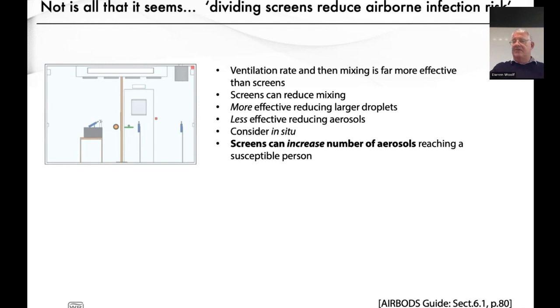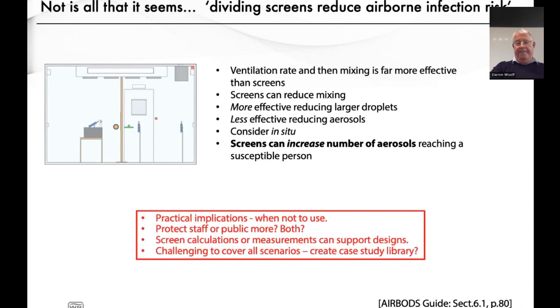Screens are more effective at reducing larger droplets, less effective at the aerosols because they can circumvent the screens. You need to consider it in situ with all the ventilation systems as well. And the screens could possibly increase the number of aerosols reaching a susceptible person. So this is a key element there.